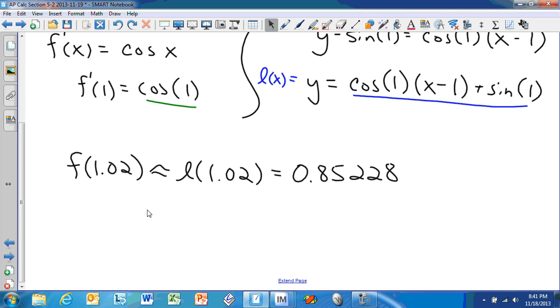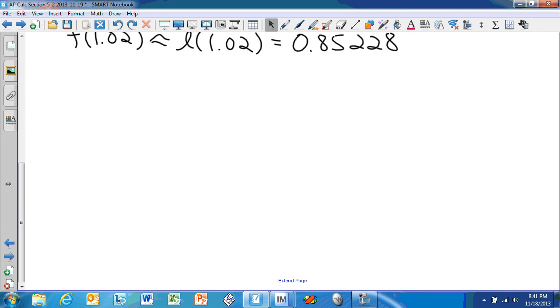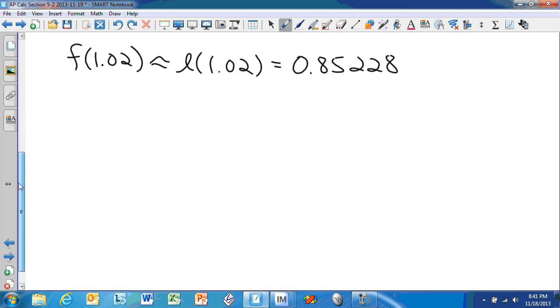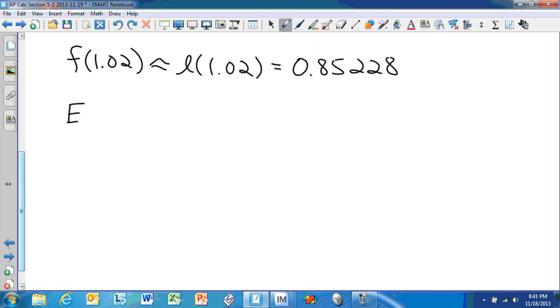All right, the next part of this question says, what is the error in this approximation? So we're just going to go back and do those calculations we just had written down here. We're going to use a calculator, of course, to help us out. So let's write down how we calculate the error. The error is just the difference between my function value and my linear function. So this is going to be f of 1.02 minus L of 1.02.